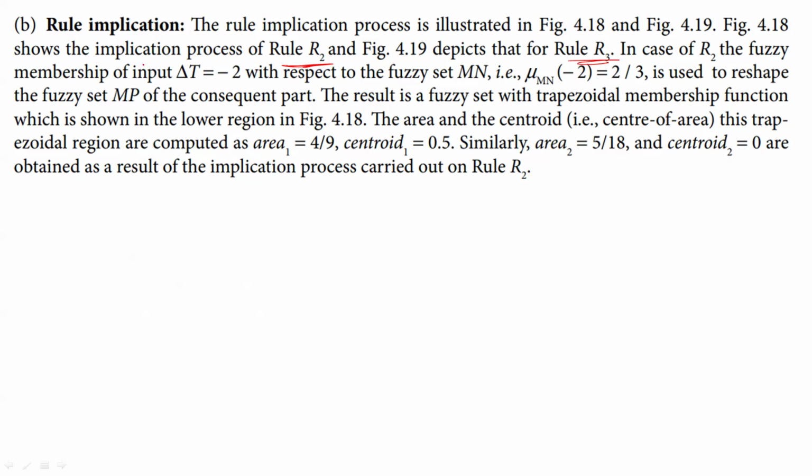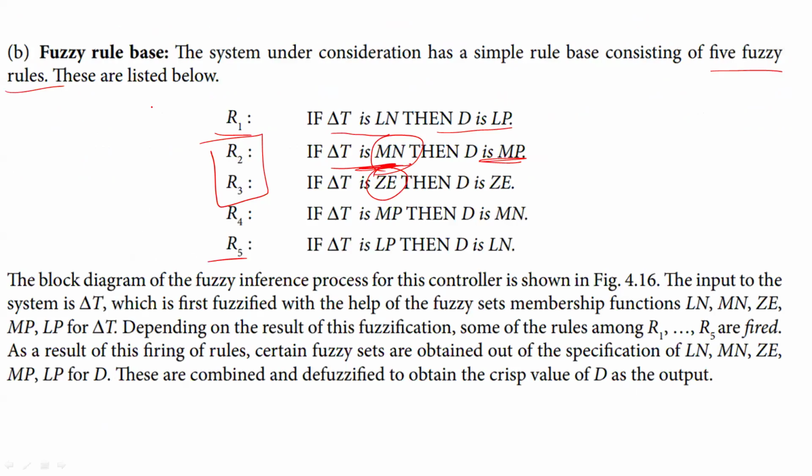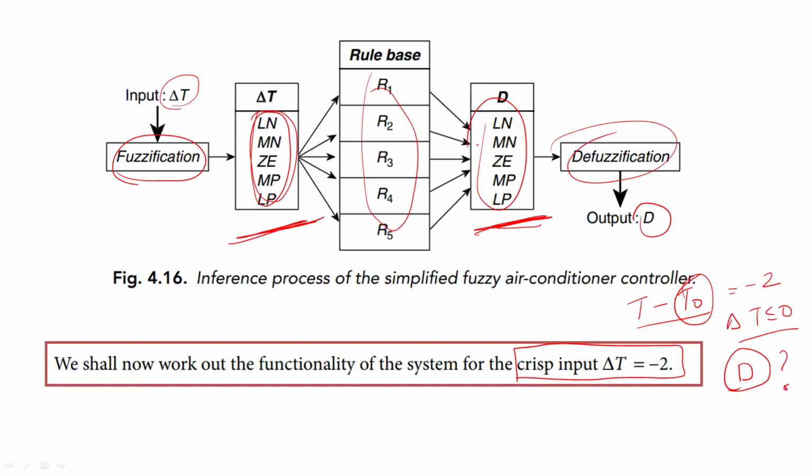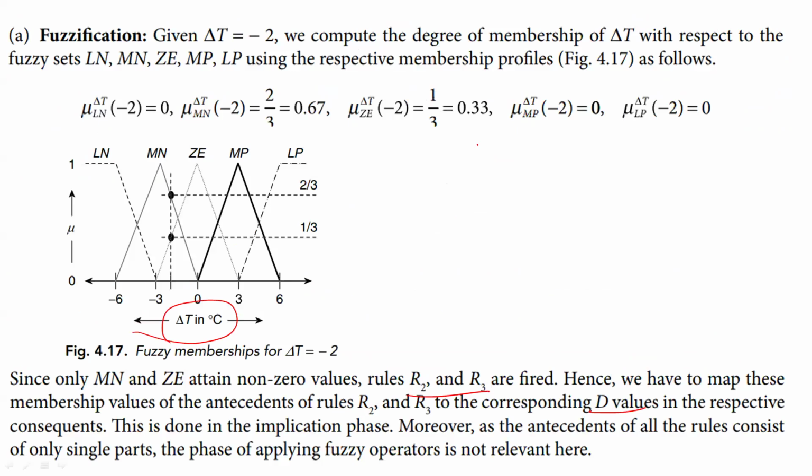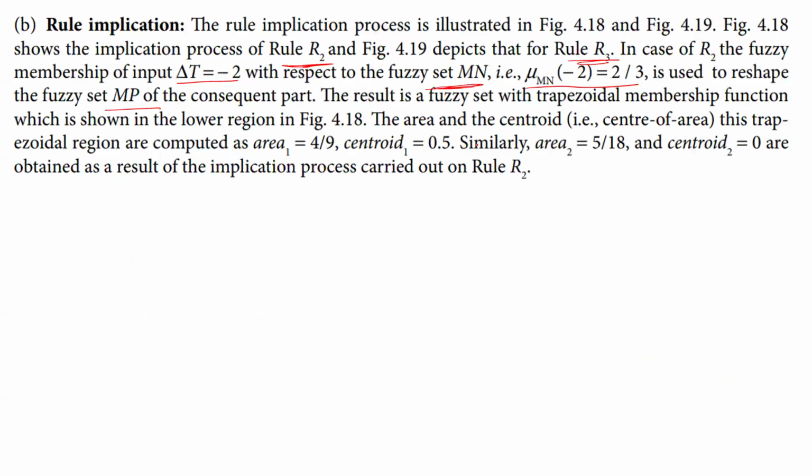In case of R2, the fuzzy membership of minus 2 with respect to the fuzzy set Mn, that is mu equal to 2 by 3, was used to reshape the MP of the consequent part. Why MP? Because we know that rule 2 determines this: when you have a value Mn, then the D should be MP, right? So we need a graph for MP onto which this particular mapping will be truncated. We'll see how it is done.